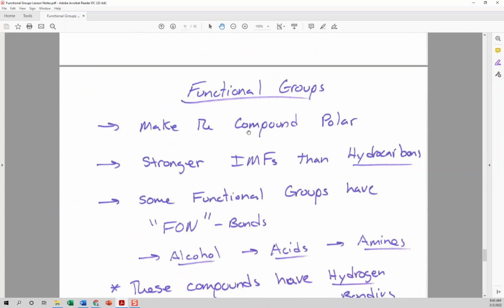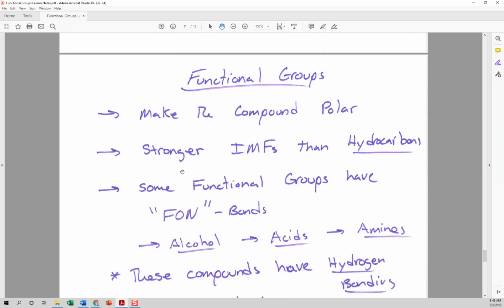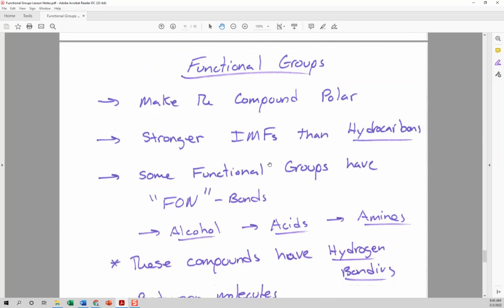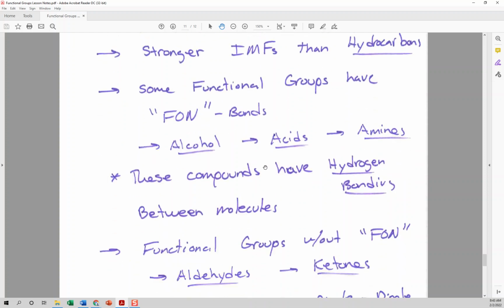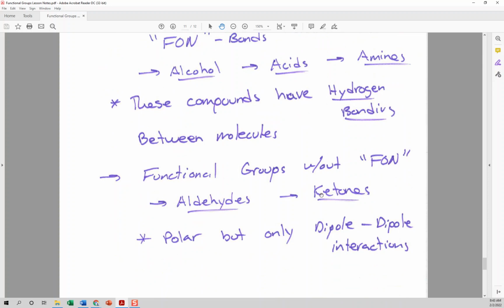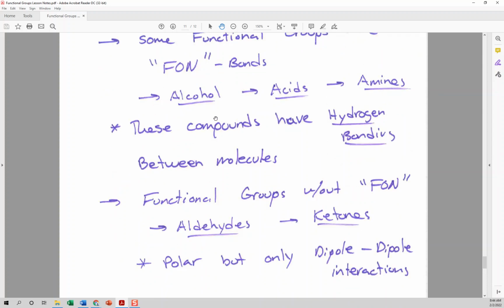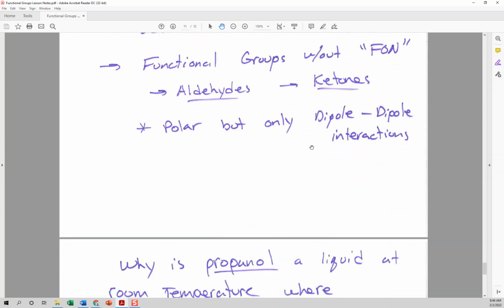So what do you need to know about the functional groups? You need to know that if you have a functional group, now the molecule's polar, which means now it can have dipole-dipole interactions or hydrogen bonding. You want to know alcohols, acids, and amines have hydrogen bonding because they have fond bonds. But aldehydes and ketones don't have a fond bond. So aldehydes and ketones, they're polar, but their strongest IMF are dipole-dipole interactions, whereas alcohols, acids, and amines, their strongest IMF is hydrogen bonding, okay?